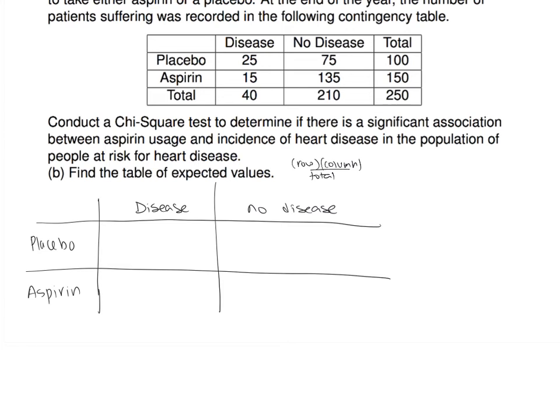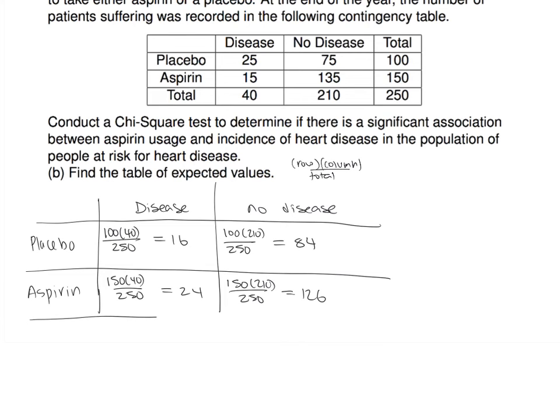So for the first entry, row total 100, column total 40, divided by 250 works out to be a lovely whole number of 16. Next, row total of 100, column total of 210, divided by 250 also is a nice whole number of 84. For aspirin, we take 150 times 40 over 250, comes out to be 24, and here we do 150 times 210 over 250, which gives us 126. Now, if you are in a situation where you have decimals, remember that you round them to 2 decimal places.